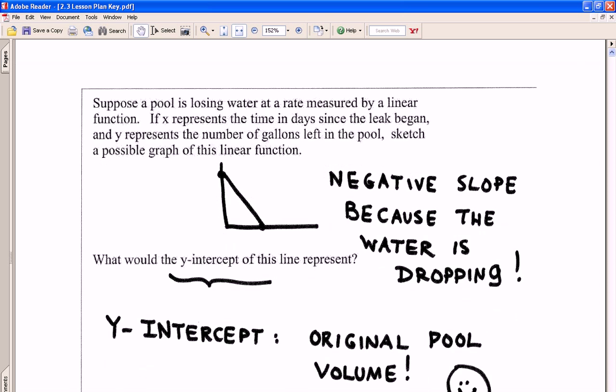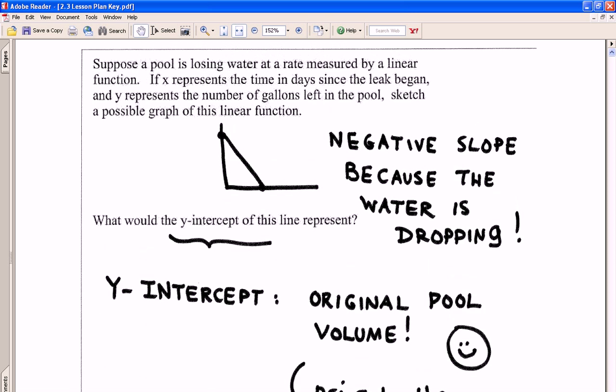And our final question. If a swimming pool is leaking, okay, X represents the days since the leak started and Y represents the number of gallons in the pool. I only need, on my graph paper, I only need to be in quadrant 1. That's why I've only drawn the first quadrant. Because in quadrant 1, the time is positive, okay? As I move from left to right, I have positive numbers.